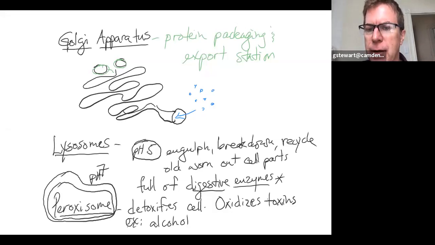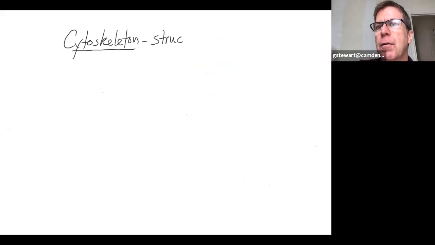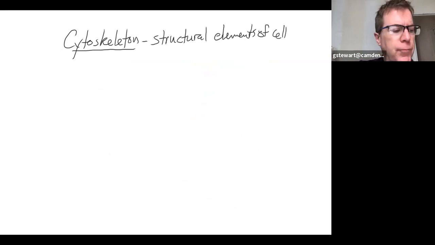All right, we're almost done, guys. Promise. Just 3 things I want you to know about the cytoskeleton. Just like the name implies, these are the structural elements, the physical structural elements of the cell. And they include these 3 protein-based, amino acid-based structures.